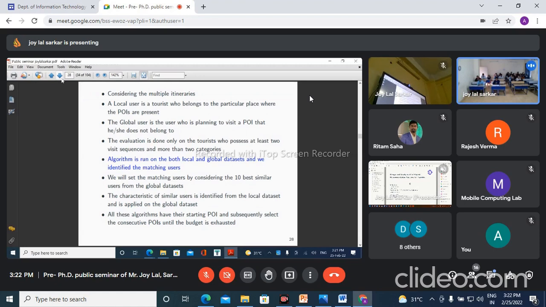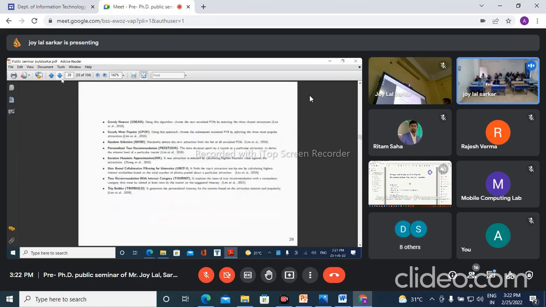So I have considered some baseline approaches. You can see there, Genier, GPOP, these are all very popular algorithms in the tourism industry. Then Tourist, UBCF, Pastor, these algorithms I have considered as my baseline algorithms. After this, the data set we have designed, you can download. Okay, it is publicly available.